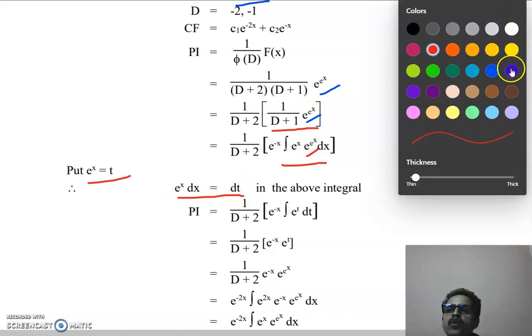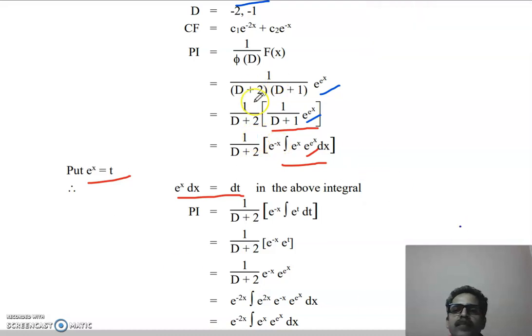Now we can club this e raised to x with dx, it became dt. Using this equation, e raised to x into dx became dt, and the middle quantity e raised to x became e raised to t. Now this integral we have converted into t.